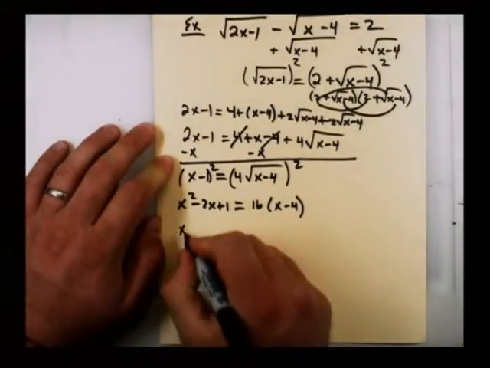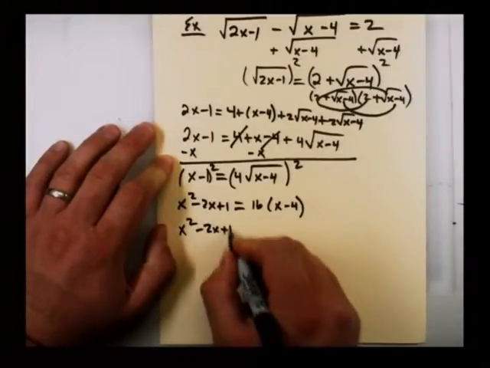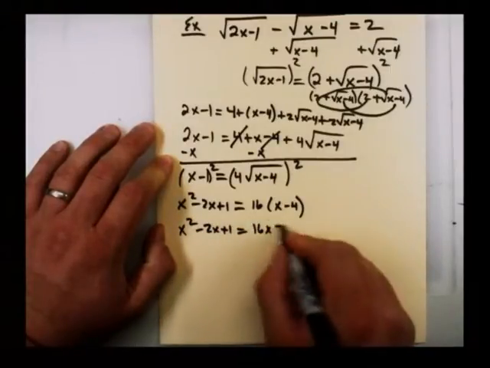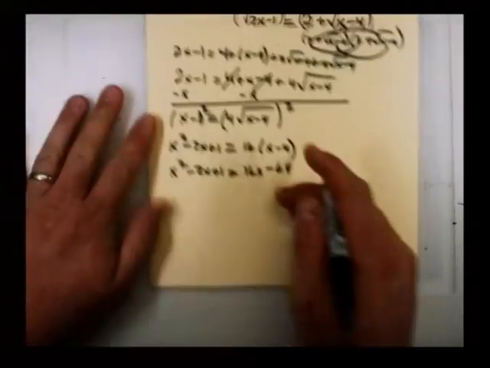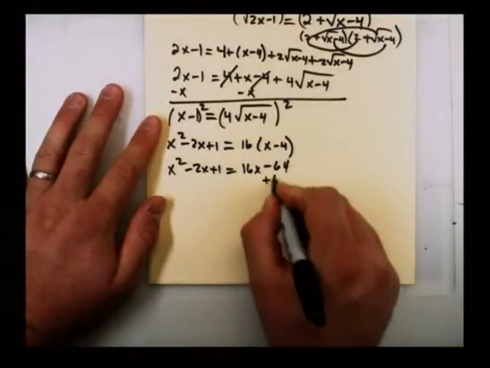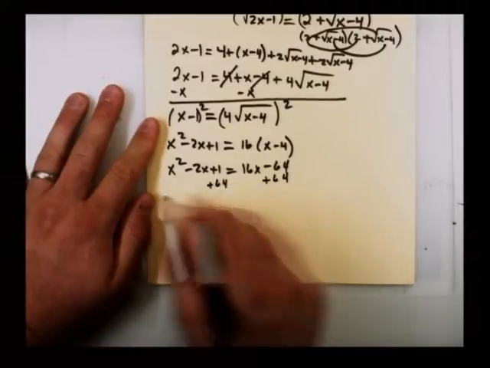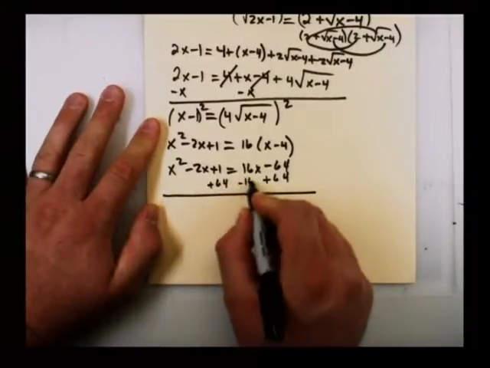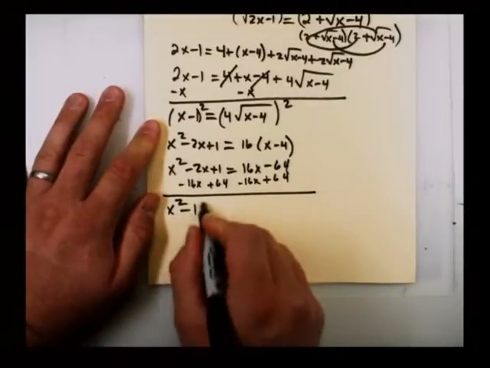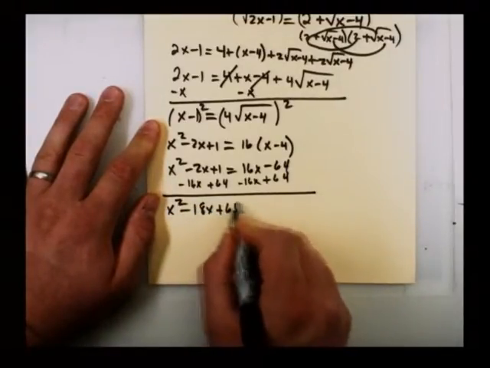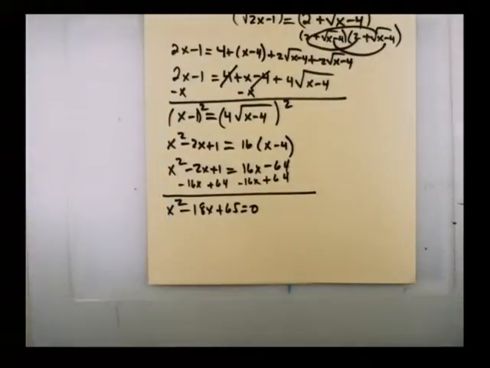Let's distribute. Get everything on one side. So we got x squared, we got minus 18x, and we got plus 65 is equal to 0. Now down to a quadratic again.